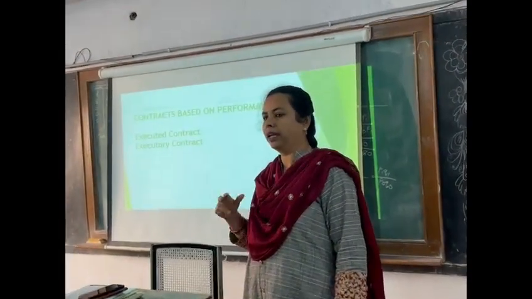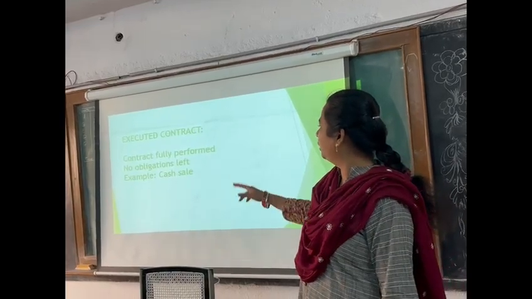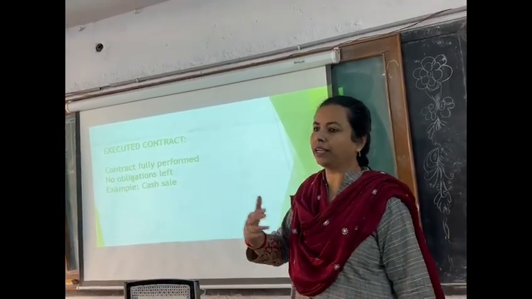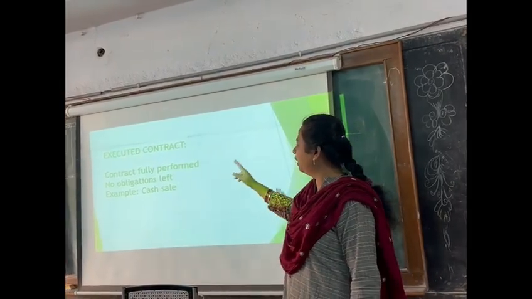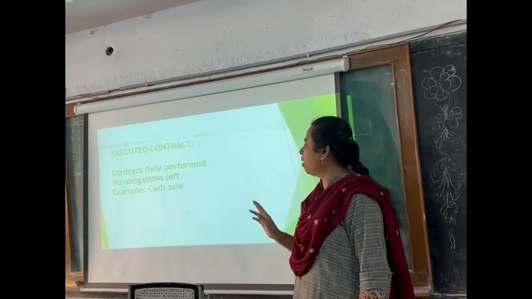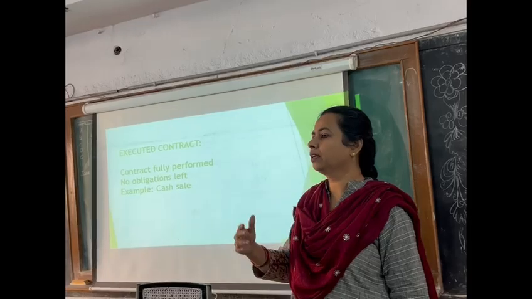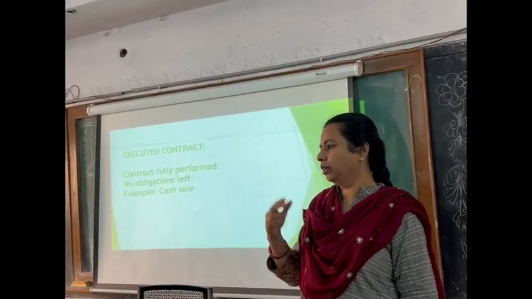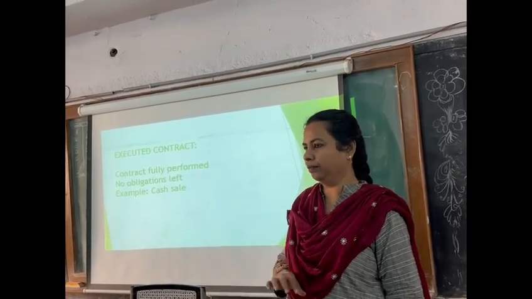The next type is contracts based on the performance, that is, based on what we are going to do. Based on that, there are two types of contracts: executed and executory. Executed contracts are those which are actually performed. Contracts which are fully performed do not have any obligations left. An example is a cash sale. When we pay the amount, we receive the product. That is a contract which is performed exactly.